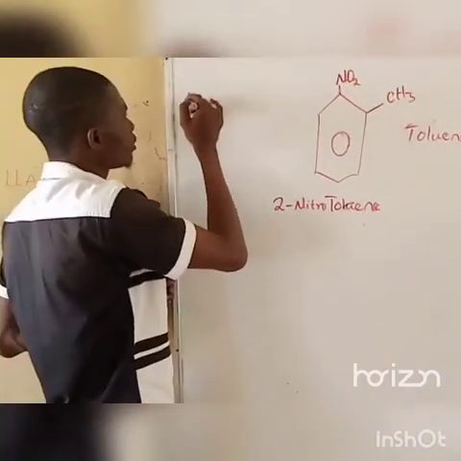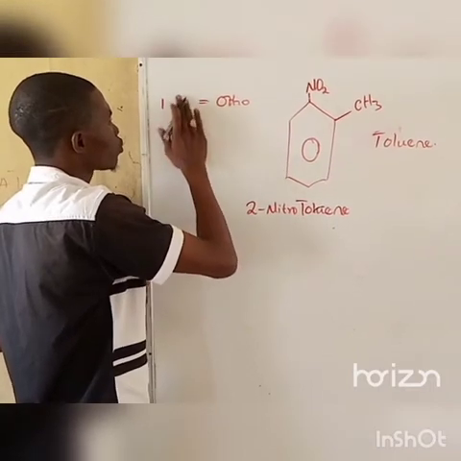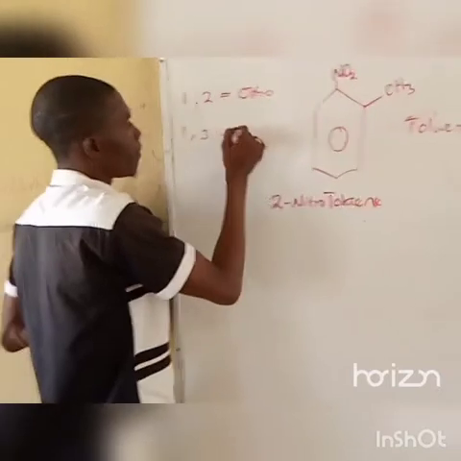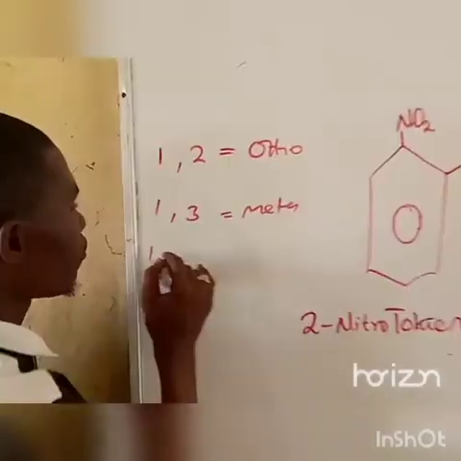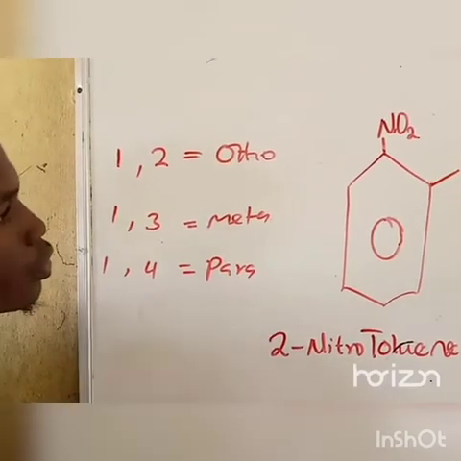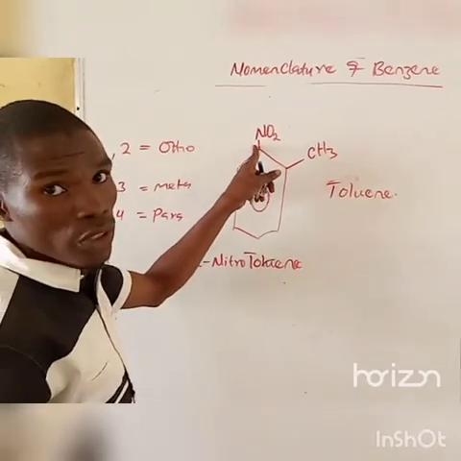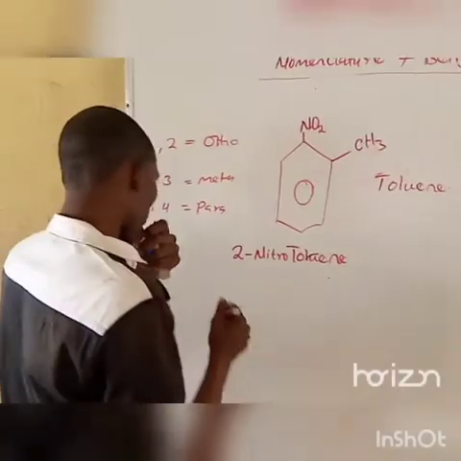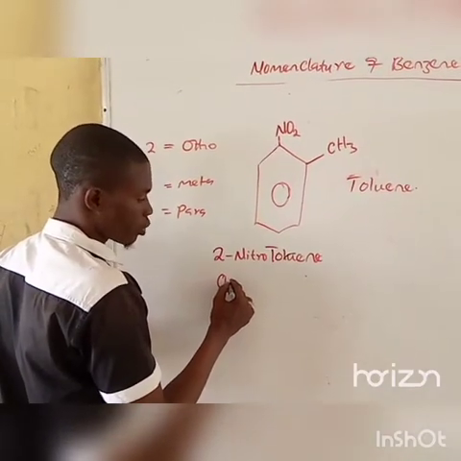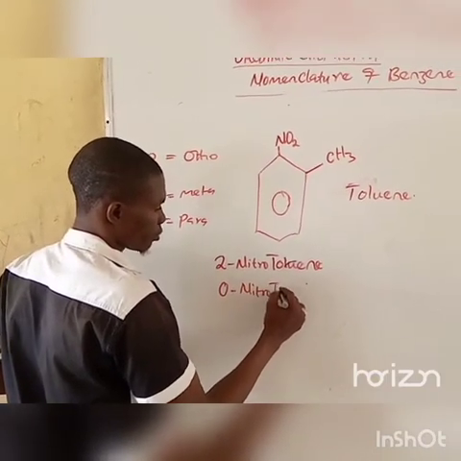So sometimes position 1 and 2 we refer to this as ortho, 1, 3, meta, 1, 4, para. So this is our position 1. Nitro is in position 2, so we can call it ortho. You represent it with O, then you say nitro toluene.